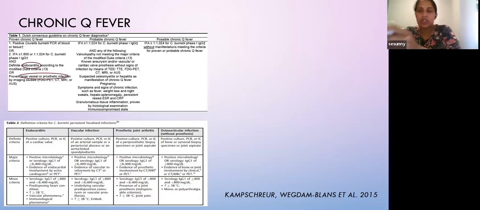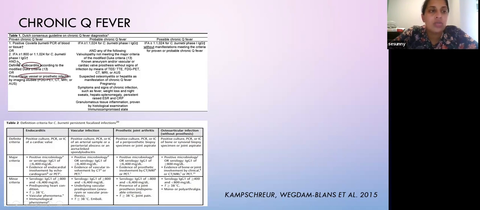Looking at chronic Q fever, I know that it's a bit of a busy slide, but I just wanted to highlight two things here. This looked at the Dutch consensus guideline on chronic Q fever diagnostics. So you have proven, probable, or possible chronic Q fever. And I just want to focus on the proven chronic Q fever. There are actually two things that you need. One is that you need a positive Coxiella burnetii PCR of blood or tissue, or you need suggestive serology to say that this is possibly chronic Q fever.